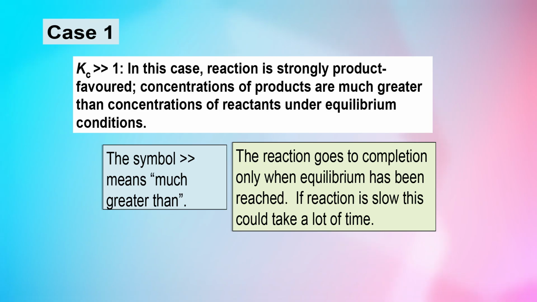So, let us take the first case, Kc much greater than 1, then it is strongly product favored. So, the concentration of products is much greater than the concentration of reactants under equilibrium. This sign means greater than. So, when the equilibrium is reached, the reaction almost goes to completion. If the reaction is slow, this could take a lot of time.